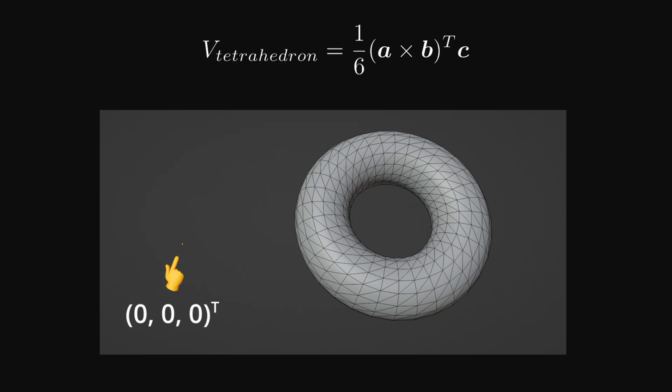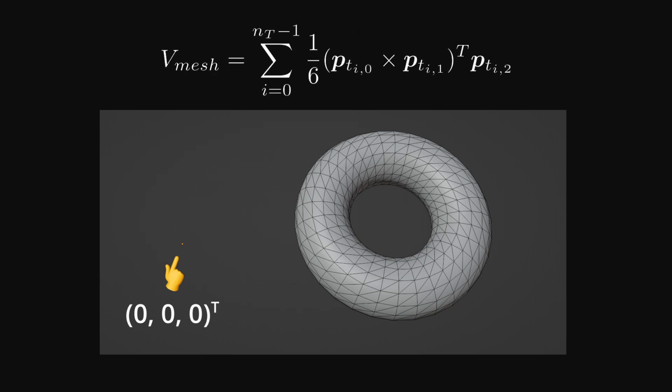Regardless of where the origin lies, the volume of the torus mesh can be computed by summing the signed volumes of all tetrahedra that are formed by the triangles and the origin. So here i is the index of the triangle and T_i0, T_i1 and T_i2 represent the position indices of the 3 triangle corners. The indices are used to obtain the actual corner positions of the triangle, P_ti0, P_ti1 and P_ti2. There are nt triangles, so nt-1 is the last triangle index.